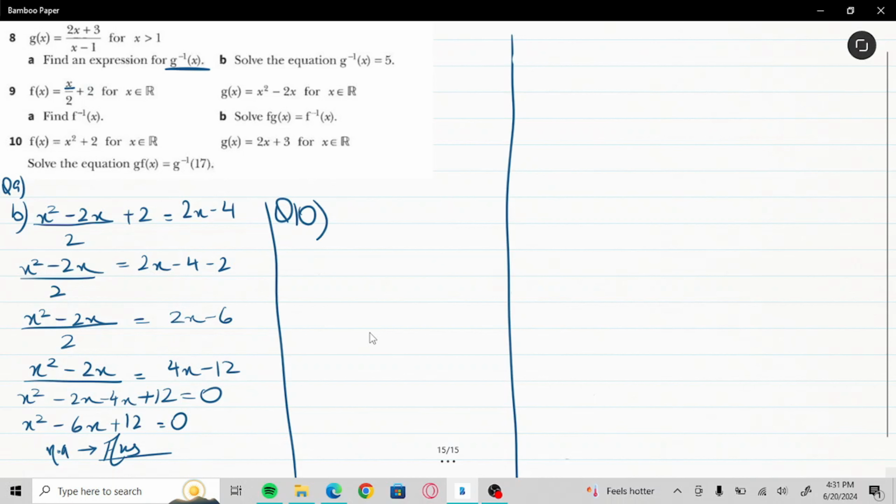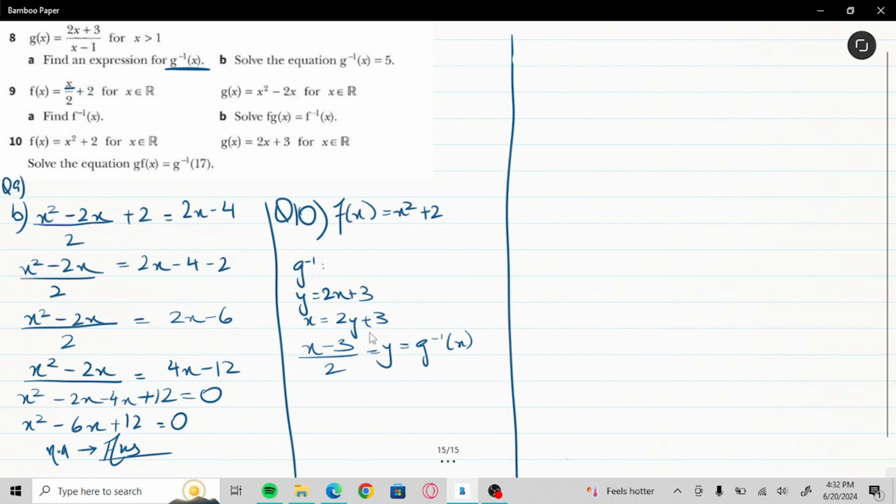For question number 10, okay. So what's for question number 10? It's telling us that f(x) equals x squared plus 2. So x squared plus 2. So we have to solve the equation g(f(x)) is equal to g inverse of 17. So right now it's demanding two things. First of all, we have to find the inverse of the function g. So for the inverse of function g, y is equal to 2x plus 3, x is equal to 2y plus 3. (x minus 3) divided by 2 is equal to y. That's the inverse of the function g.